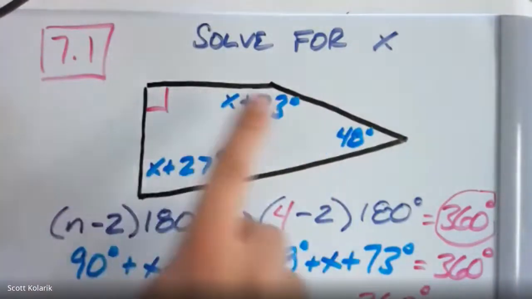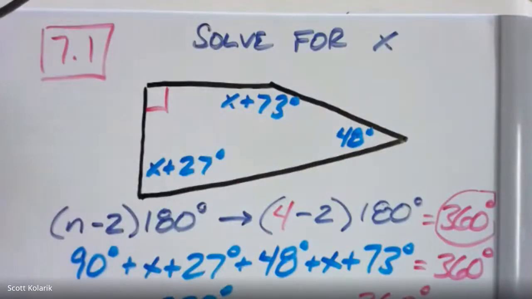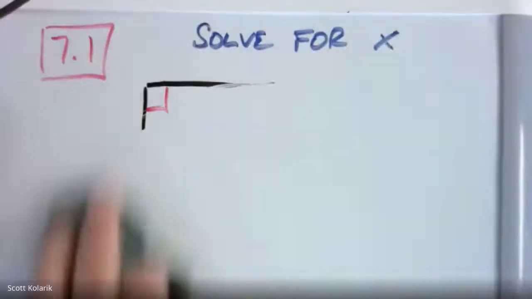This one happened to have 4 angles. Yours will have more tomorrow. You'll have that equation, collect like terms, use inverse operations to solve for the variable. Done. There's problem number 1. All right.